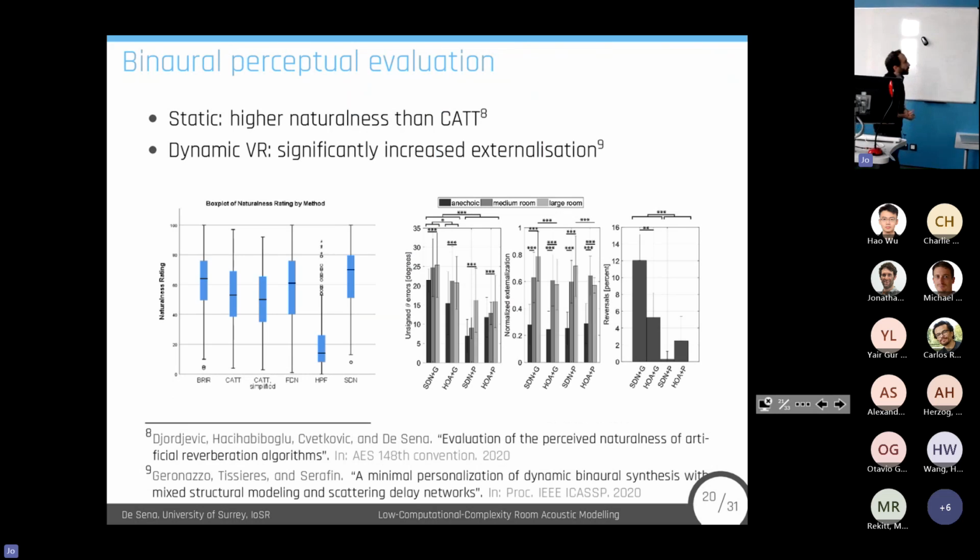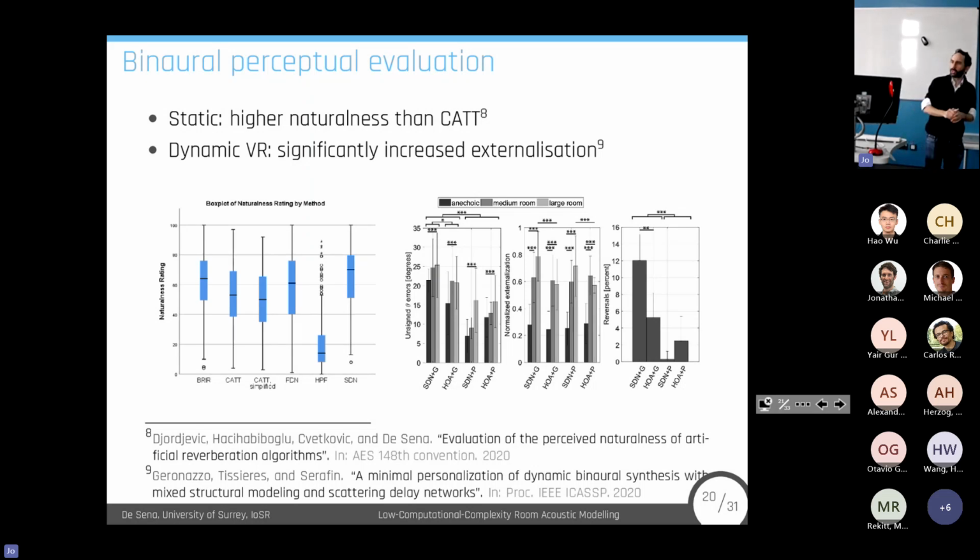We've run some perceptual evaluations, both in my group and others. And it sounds essentially similar to a feedback delay network. In some cases it was actually better. On the left-hand side, we have a test where we ask people to rate naturalness. This was a static and monaural case. SDN is on the right-hand side. It had a slightly larger naturalness than all the other models, even though it was the cheapest one, or maybe FDN, I can't remember now which order of FDN we used. But they're probably comparable, and still it sounded more natural.